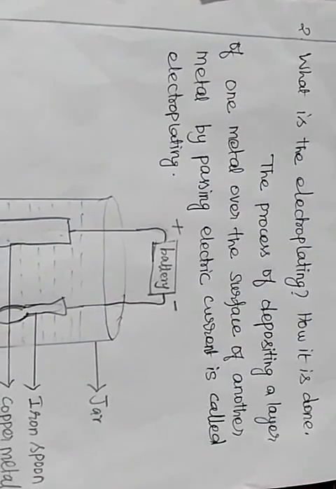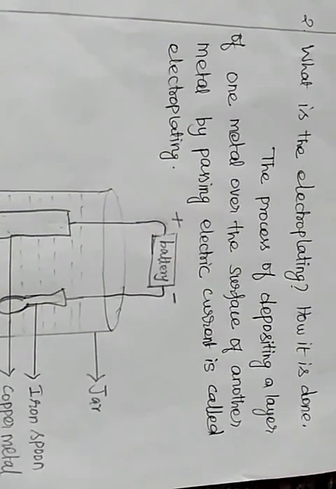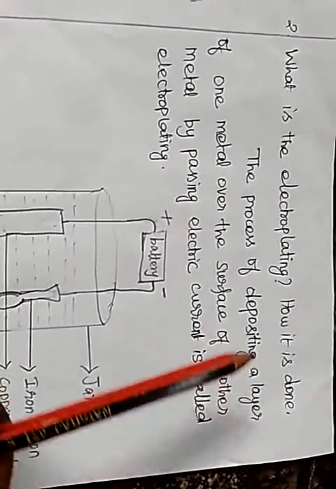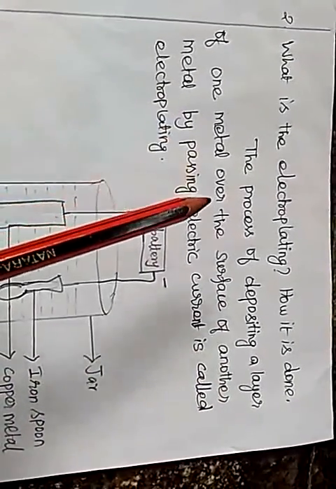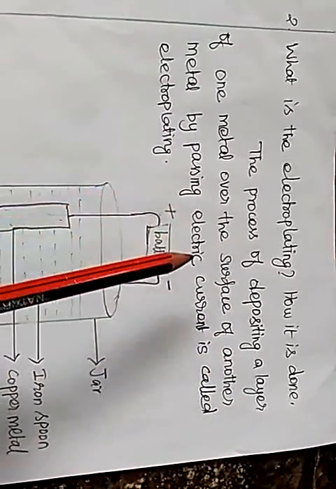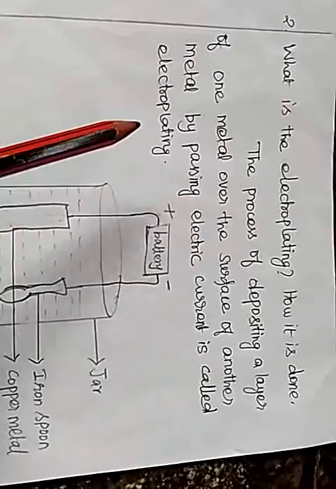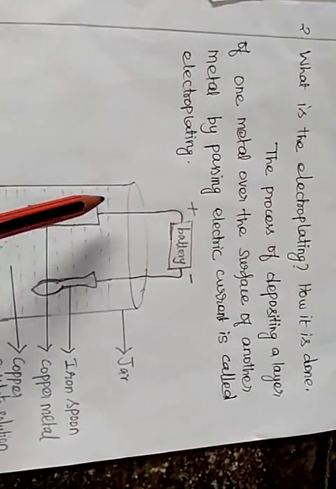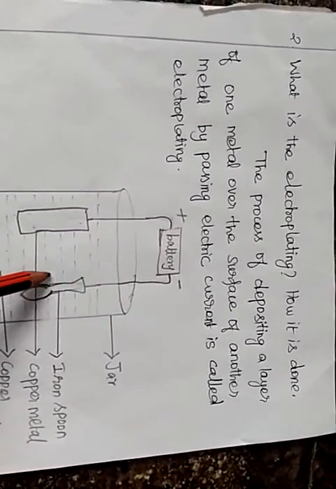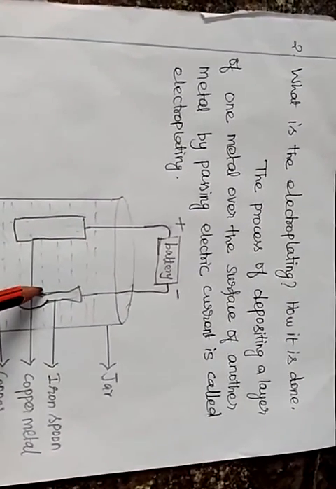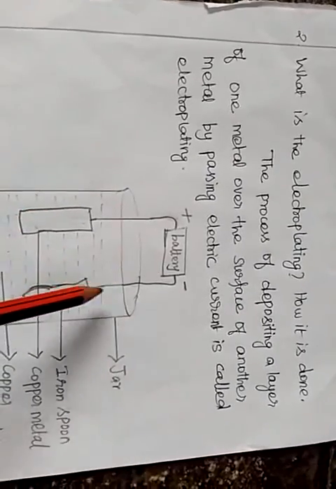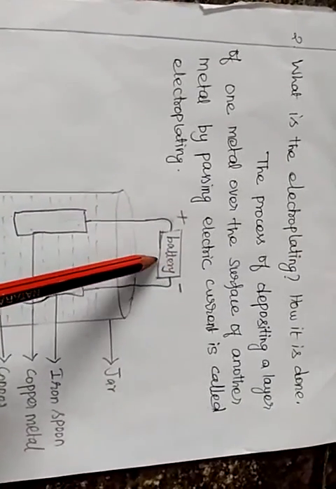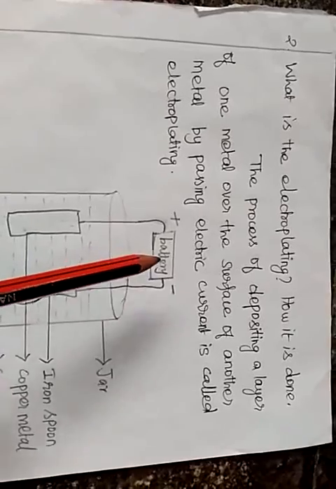Okay, students, so how do we define electroplating? The process of depositing a layer of one metal over the surface of another metal by passing electric current is called electroplating.